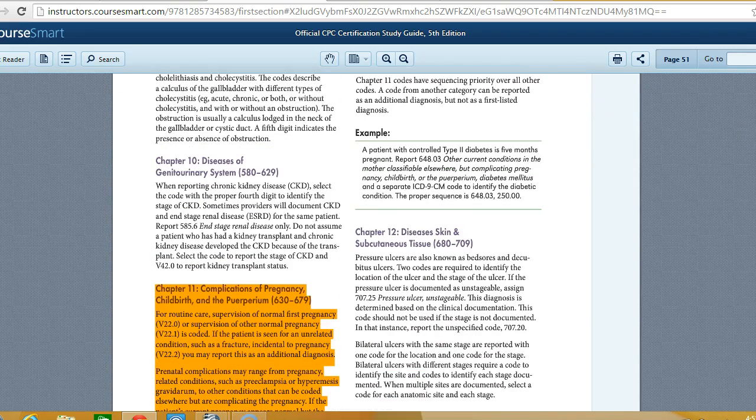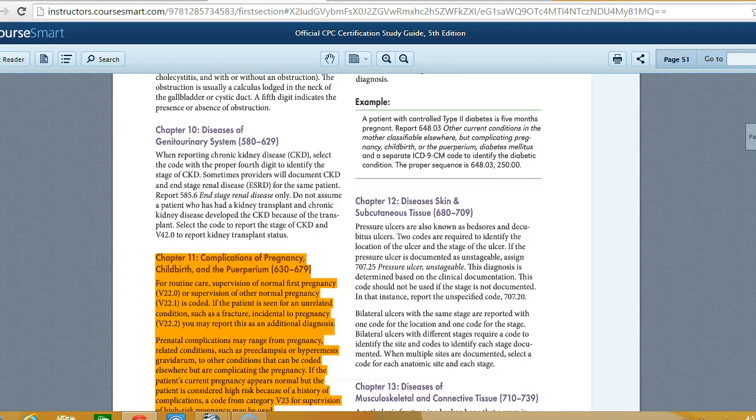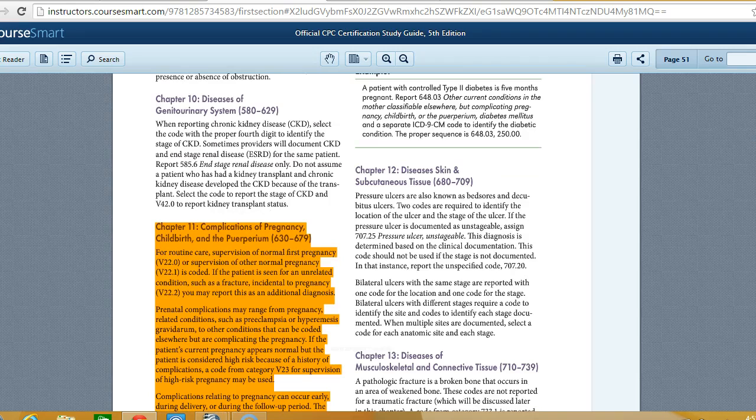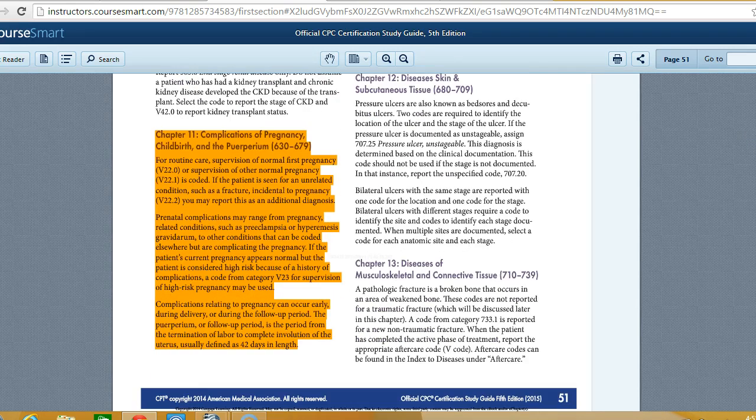Then we have diseases of the skin and subcutaneous tissue. Of course, we just talked about the pressure ulcers a short period of time ago. Make sure you code not only the site, but you also code the stage of that pressure ulcer. Then you have the diseases of the musculoskeletal and connective tissue.